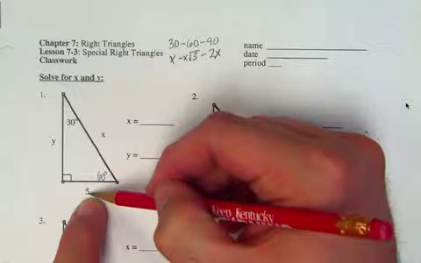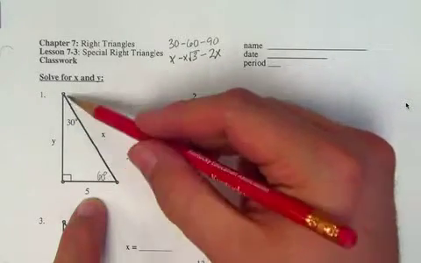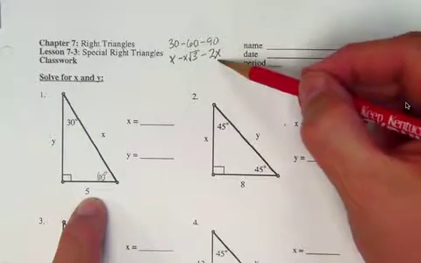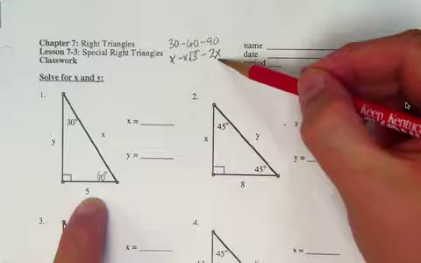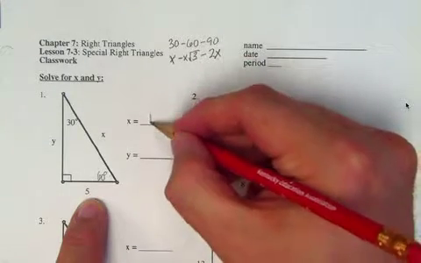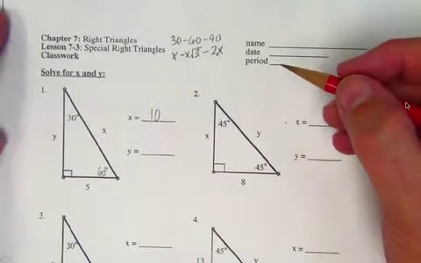And so first thing we're wanting to do is find the value of x, which is the length of our hypotenuse. Since the hypotenuse is opposite the right angle, we'll look up here at our formula, and we find that it is 2 times the value of x. And 2 times 5 will be 10. So the value of x is 10.